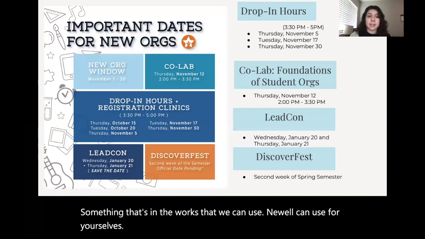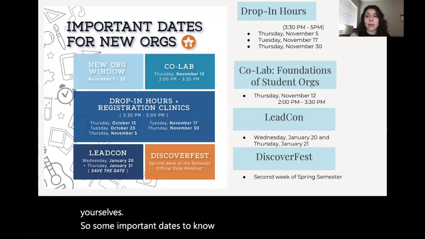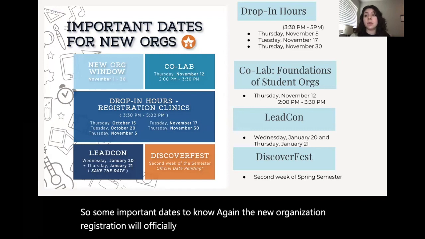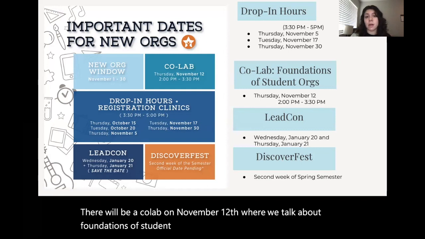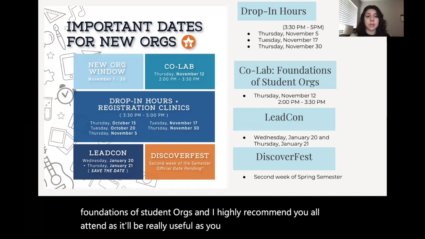So some important dates to know. Again, the new organization registration will officially open November 1st and will close on November 30th. There will be a CoLab on November 12th where we talk about foundations of student orgs, and I highly recommend you all attend, as it'll be really useful as you begin to build your organization.